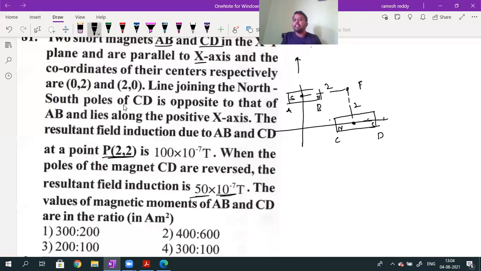Now point P with respect to AB is lying on the axial line. With respect to AB, I will call the magnetic field induction B1 bar. With respect to CD, point P is lying on the equatorial line, and this magnetic field I will call B2 bar. Sorry, here I wrote it wrong.